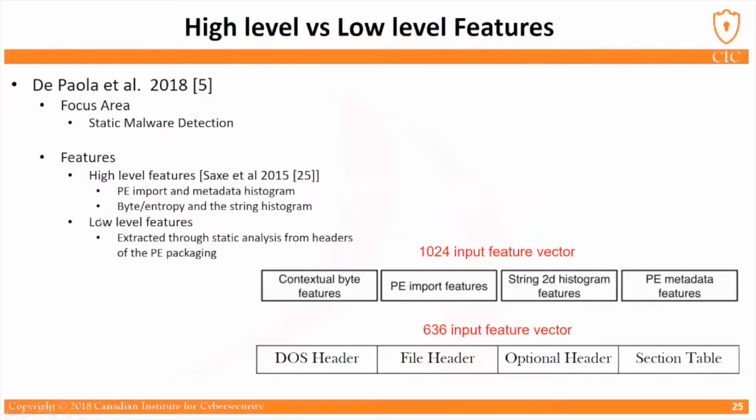So their high-level features are PE import and metadata histogram, as you can see here, and bytes entropy and the string histogram. There were a 1024 input feature vector, but the one that they had extracted was extracted through static analysis from headers of a portable executable file, and the length was a 636 input feature vector, and they had used DOS header, file header, optional header, and section header.